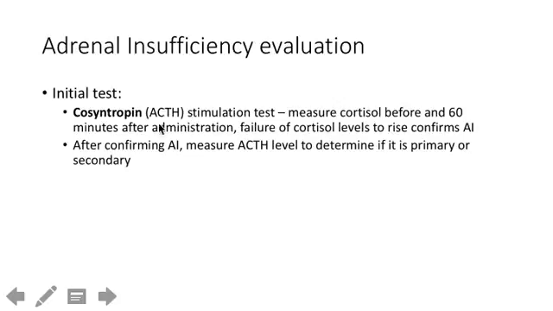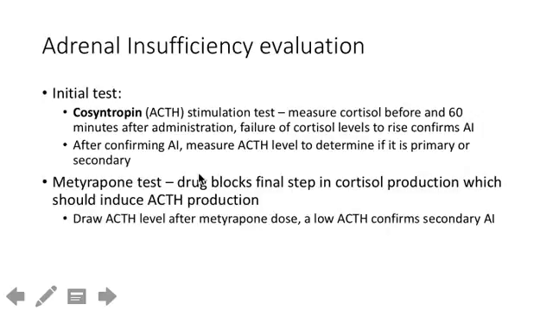Idea being that if you give ACTH, that should stimulate the adrenal gland to produce cortisol. And if it doesn't produce cortisol, then you have adrenal insufficiency. Now, after you've done that, you need to measure the ACTH level in the serum. And once you've done that, you are one step closer to figuring out what the cause is.